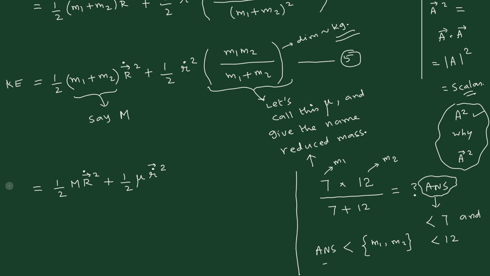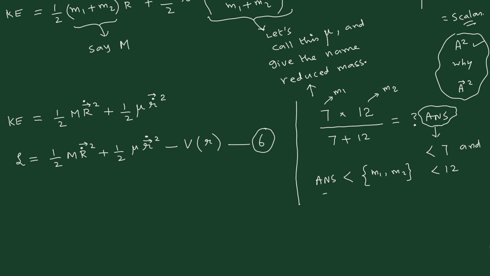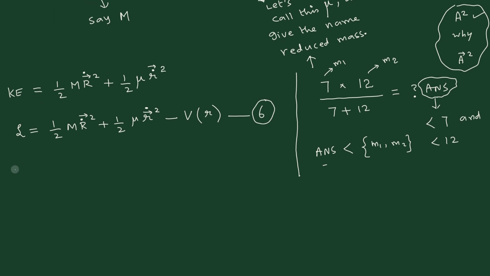And that's all. Now ultimately we have the kinetic energy term written like this, and therefore we can quickly write down the Lagrangian, for which you only have to subtract the potential energy. So this is half M R dot square plus half mu script r dot square, minus the potential energy V of script r, which is a scalar function. Let us say this is your equation number 6. So finally, we have done some calculation and we got the new Lagrangian. Let me write down that this is the new Lagrangian.